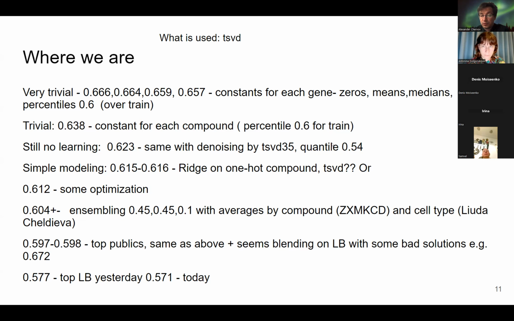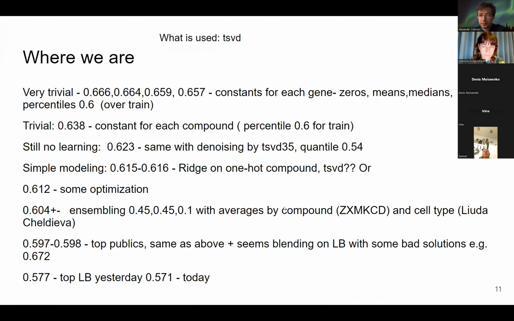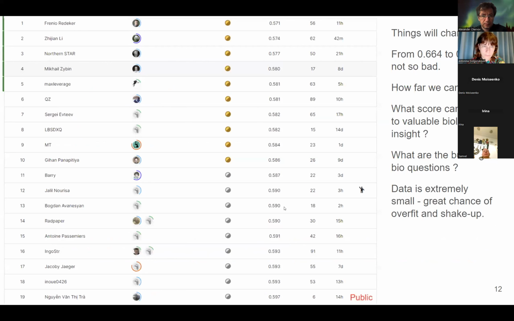Yes, the CV-leaderboard correlation is a good sign. Yes, I agree, but it's not perfect. For some cases I see the correlation, but not for all of them. Again, it's a very small data set, so we can expect anything to happen here. Any questions? Denise, any questions? Antonina?